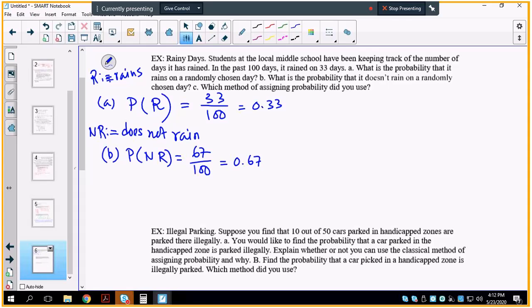The last part of the question, which method of assigning probability did you use? We used, remember, this is the relative frequency method. We used the relative frequency method.